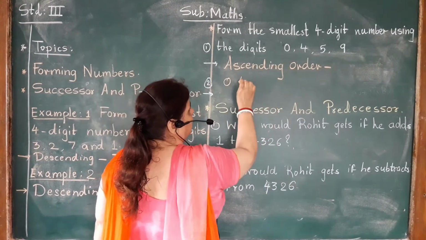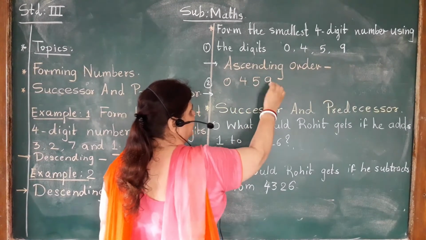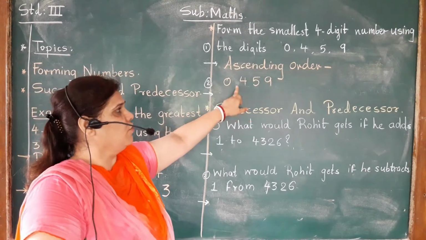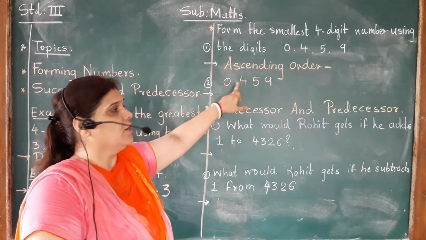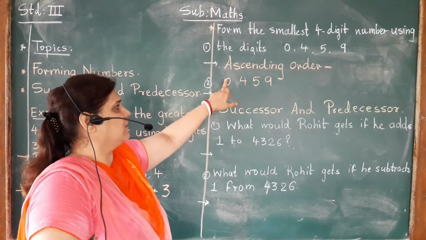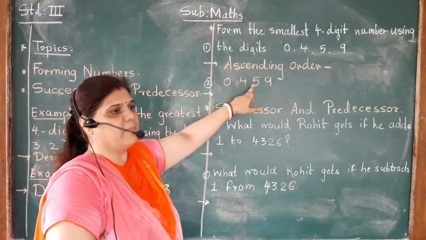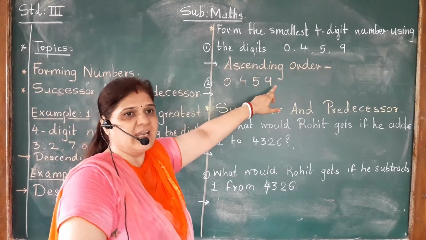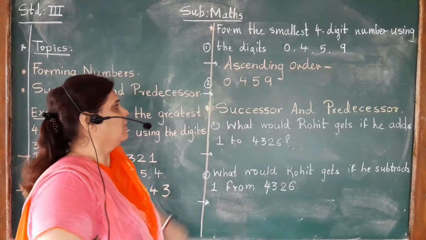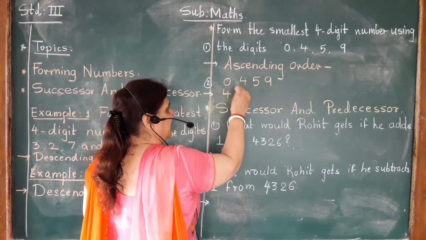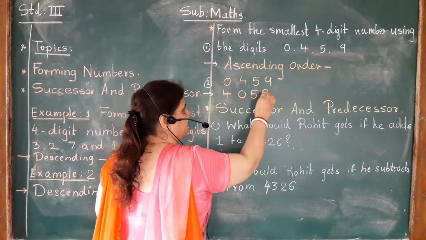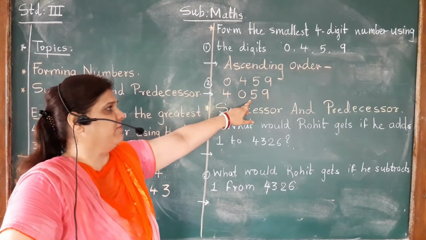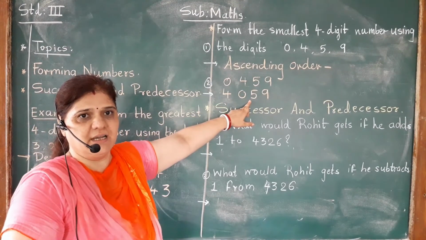0, 4, 5, 9. Is this the way to write the four-digit number, children? No, if you write in this way, you are wrong, because you can see four digits here, but this number will not form a four-digit number. It will read as 459. So we have to write first 4, then 0, 5, 9. So you can read this number as 4,059. Understood, children? Yes, children.